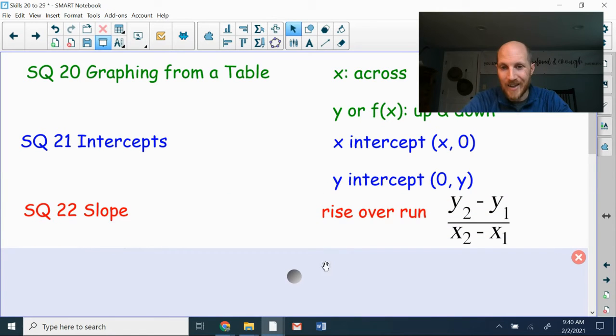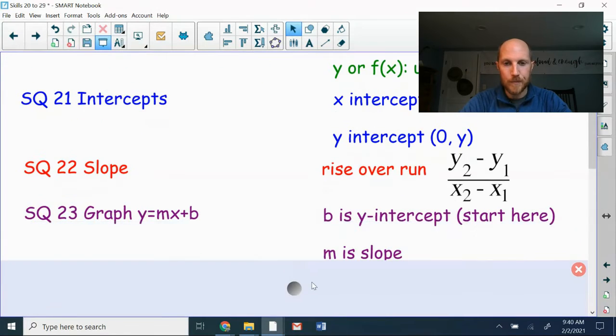Skill 22, finding slope. A couple of ways to do slope. It's rise over run, or we can use our slope formula, subtracting the two y coordinates to get the rise, and subtracting the two x coordinates to get the run. Slope is always going to be reported as a fraction. That's what the over in rise over run means.